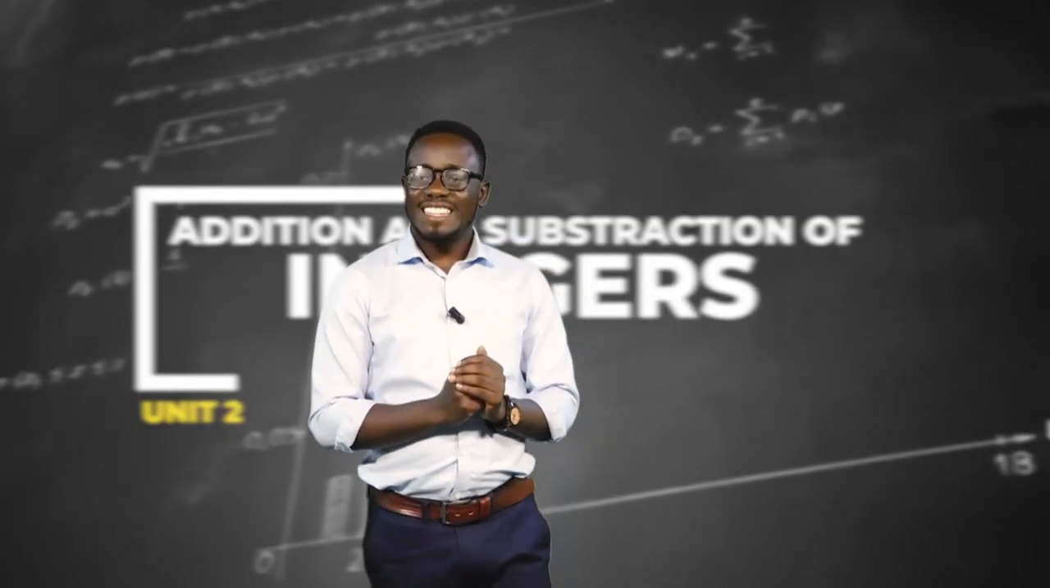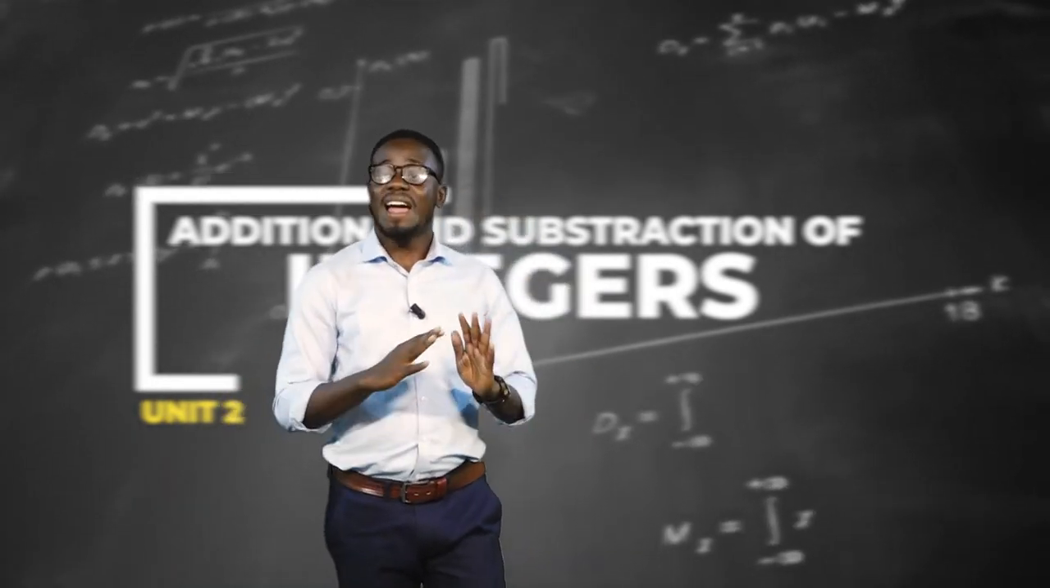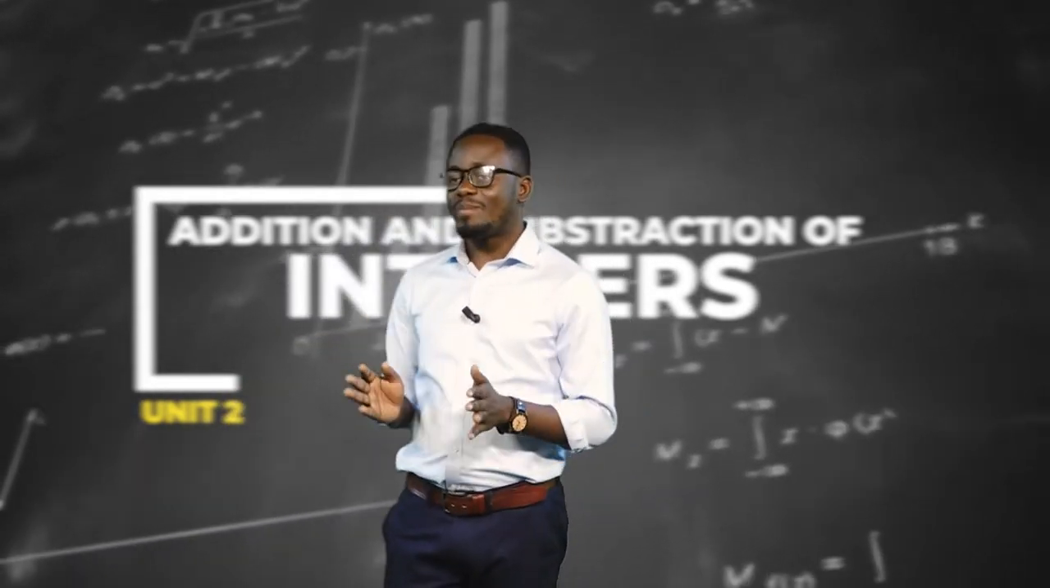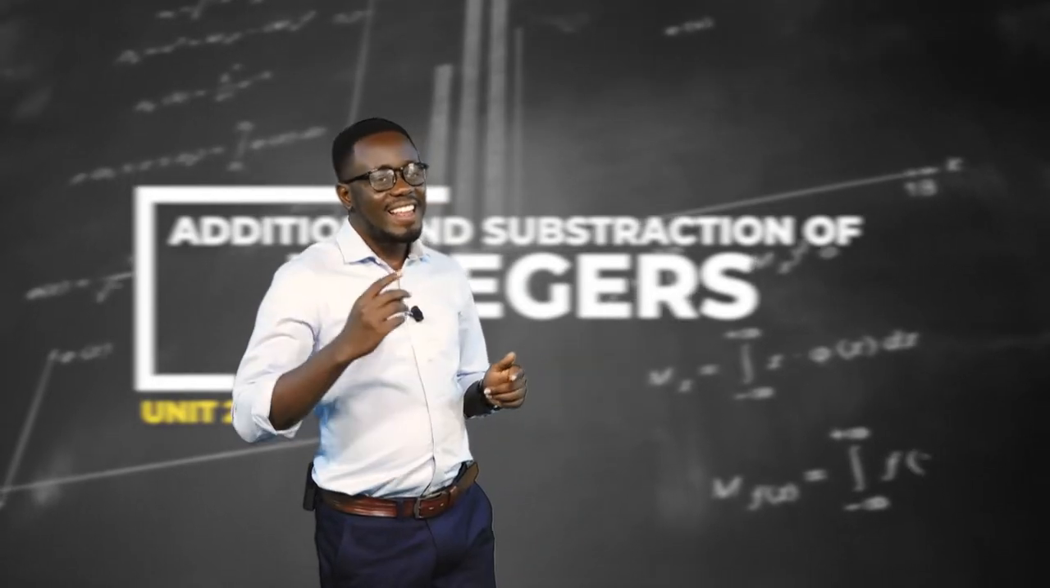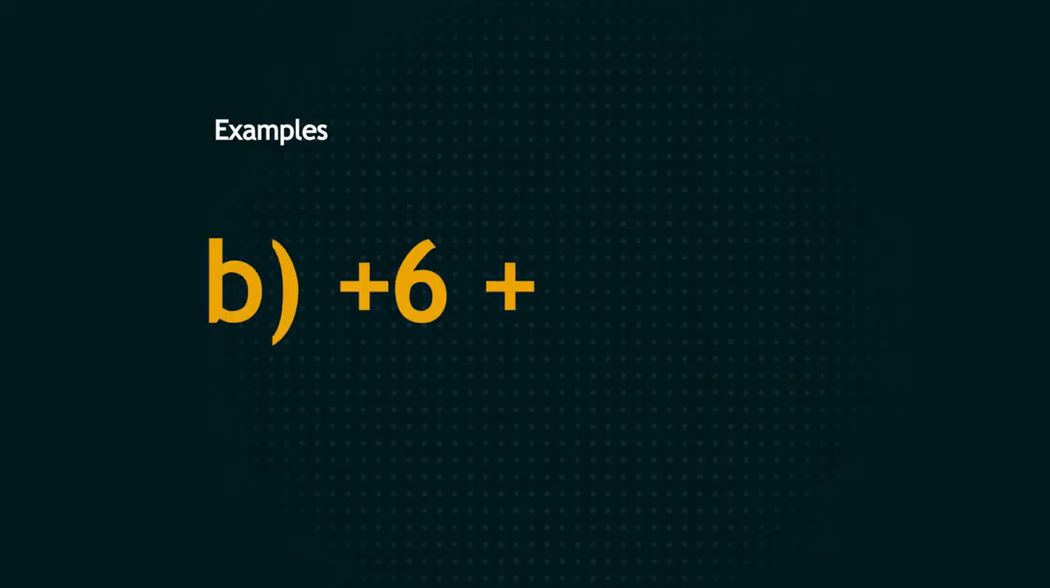Thank you so much. This is very interesting. We can always use a number line when we are adding integers, and it becomes very easy. Let us try the second one. Positive 6 plus negative 8.